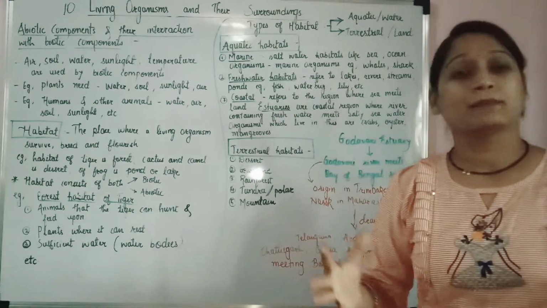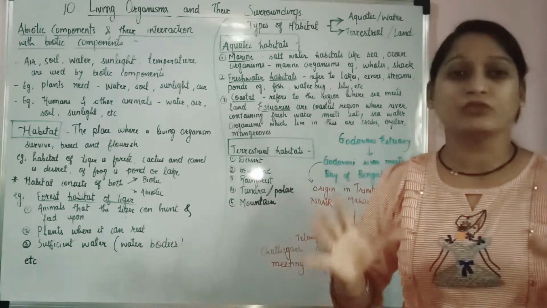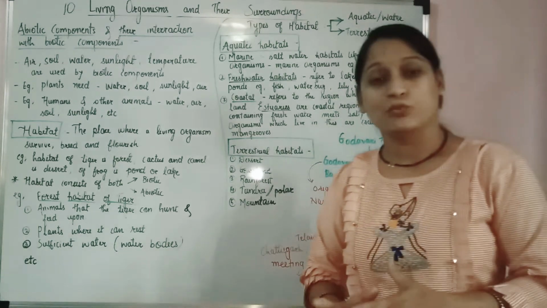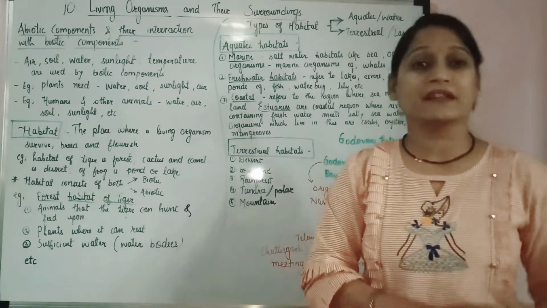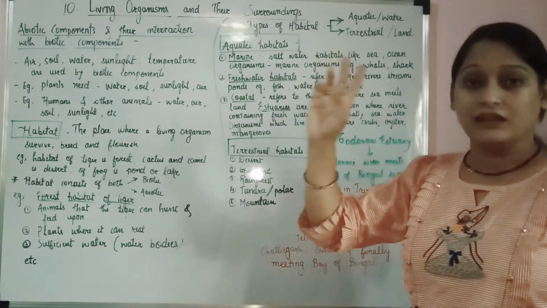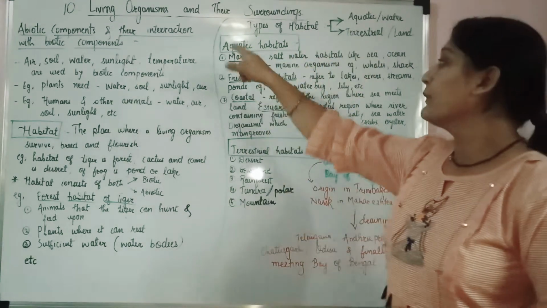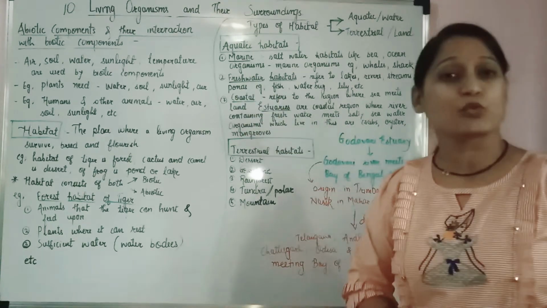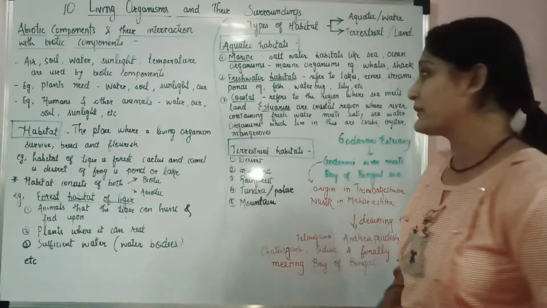In aquatic habitats, we have a lot of water resources on our earth. Some are salty, some are fresh water, some are present in the coastal areas, right? So accordingly, the habitats are divided into three groups. One is marine habitats, another one is freshwater habitat, and the third one is coastal habitats. Let's see one by one.